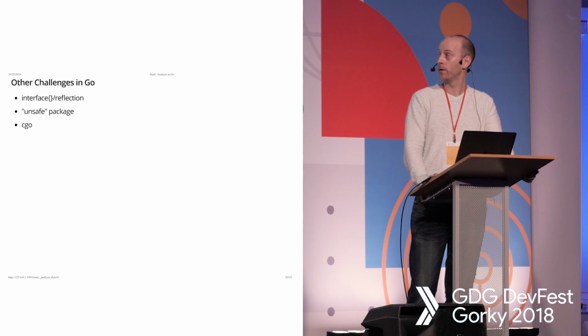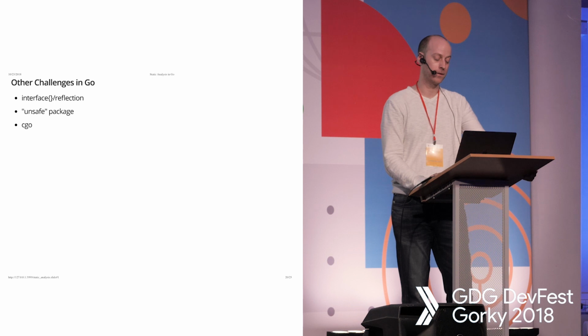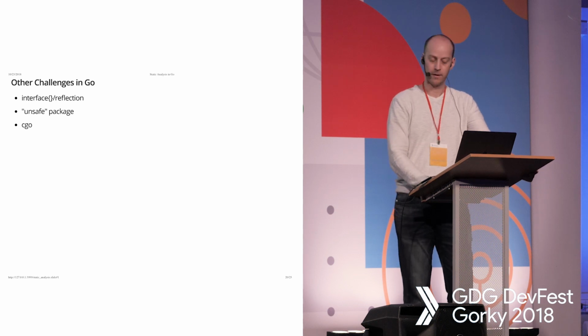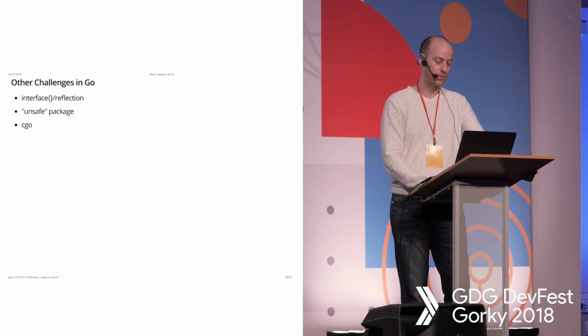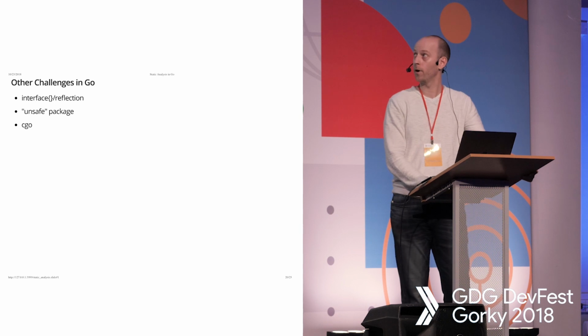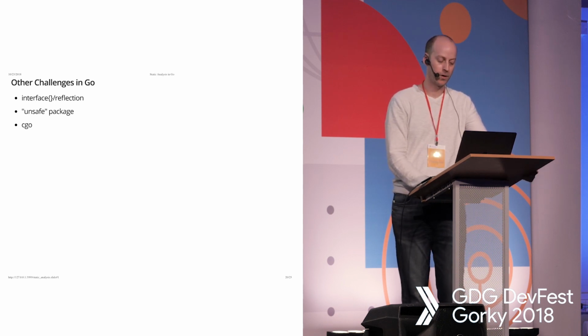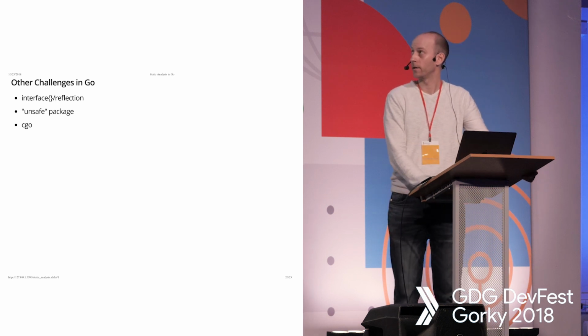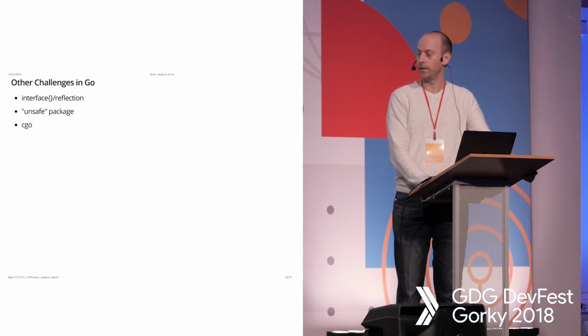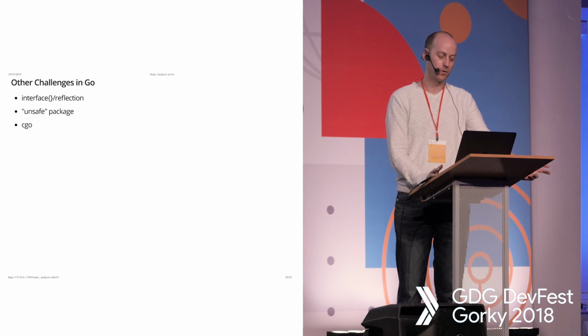So let's talk a little bit about challenges in Go for static analysis, because it's not perfect. There's some cases where it doesn't really work. In particular, Go has the empty interface reflection combination, which is often used for type unsafe generic programming. We have the unsafe package, which allows you to do arbitrary pointer casts in memory, anything you want basically. And we've got CGO, which lets you call C code directly.